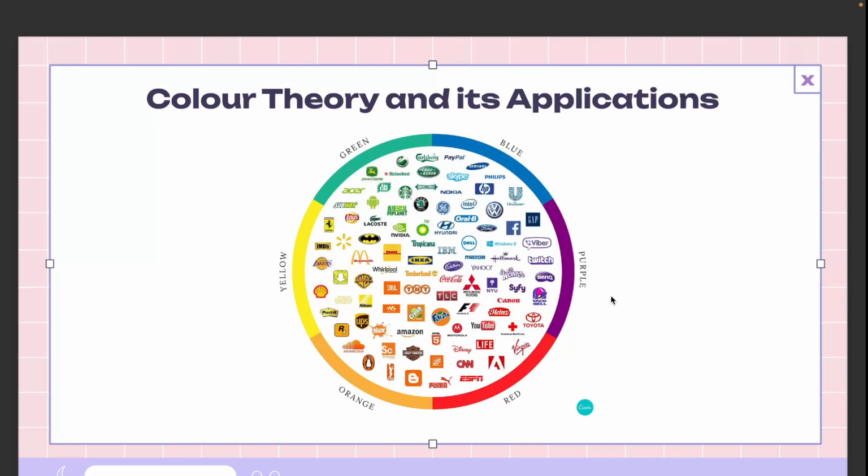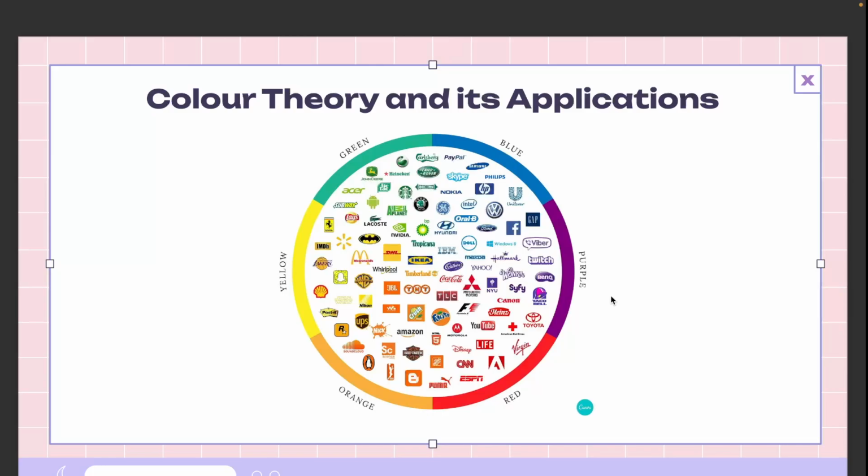There are so many blue, so many green, which have a hint of blue, and then we have yellow, orange, red, and purple, right? So purple, of course, Cadbury Dairy Milk. Red, Coca-Cola. Orange will have Fanta. Yellow is very difficult, but I think the first thing that comes to my mind is Snapchat. Green will have Starbucks. Blue we have LinkedIn, Facebook, and all of that. So notice how the companies have chosen their color. That is why it's important.